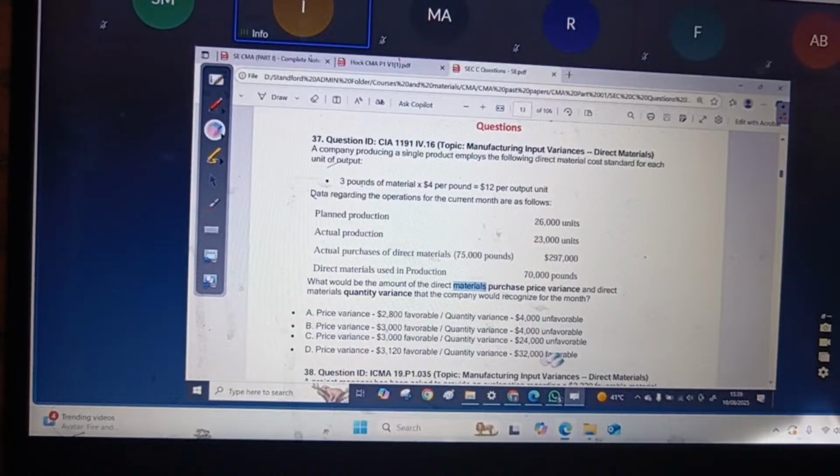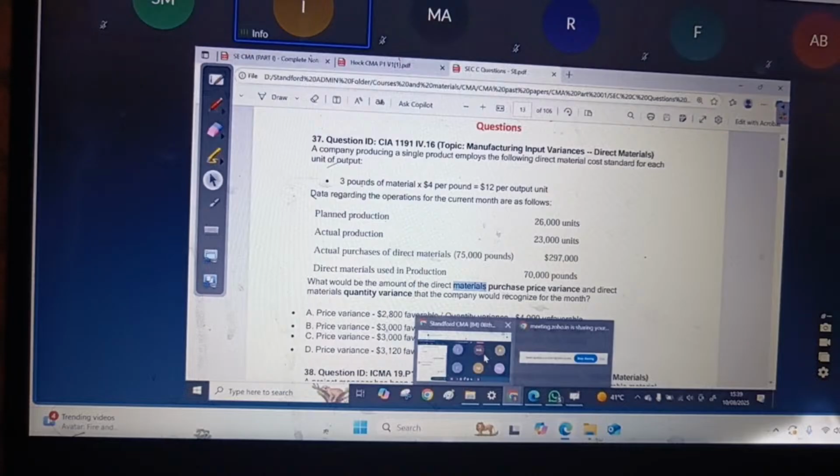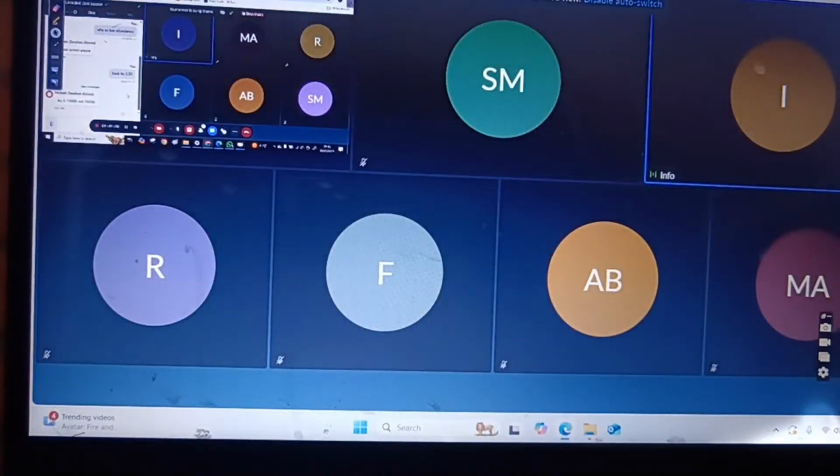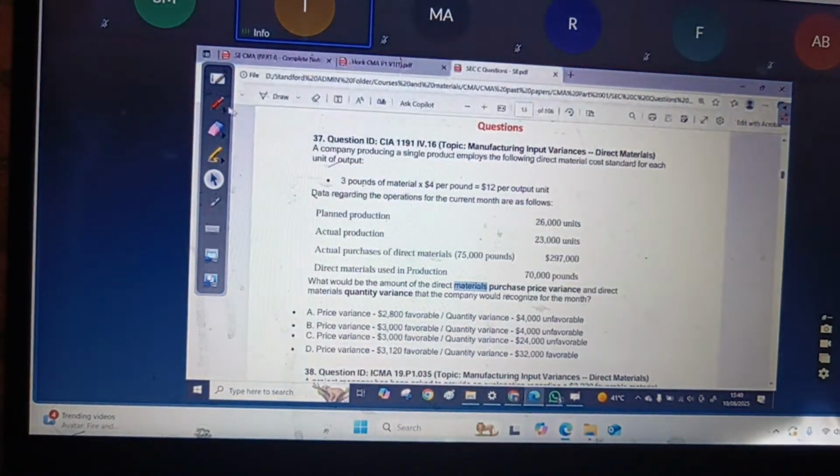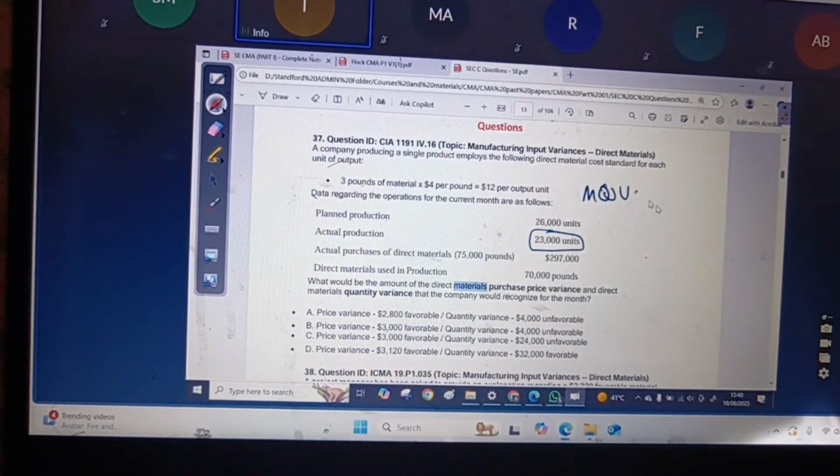What about the 190? No sound at all for the 190. Actual quantity is 23,000, not 25,000. Yes, Mohsin, you are right. Actual quantity is 23,000. Yes. For material quantity variance, we are taking the inputs. This here is production. This is output.